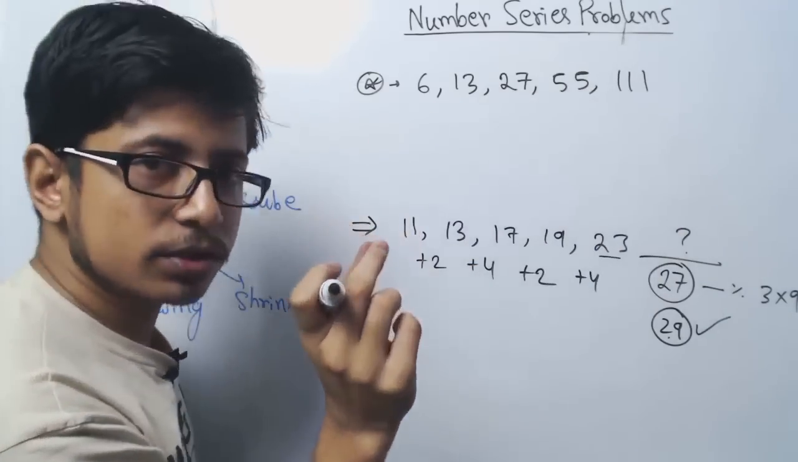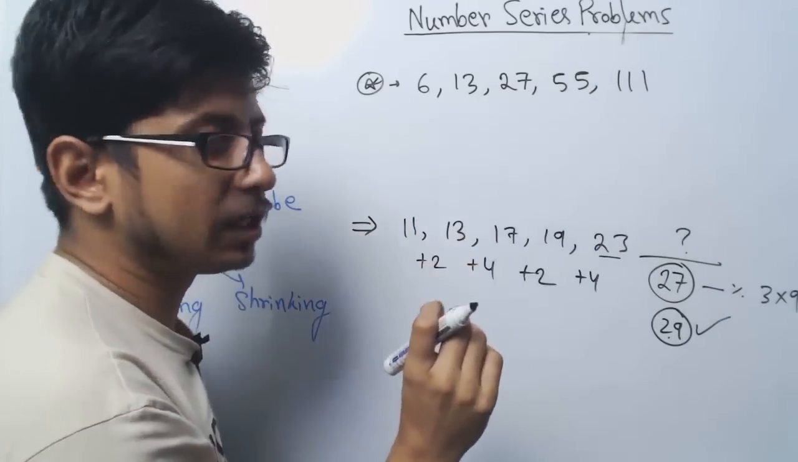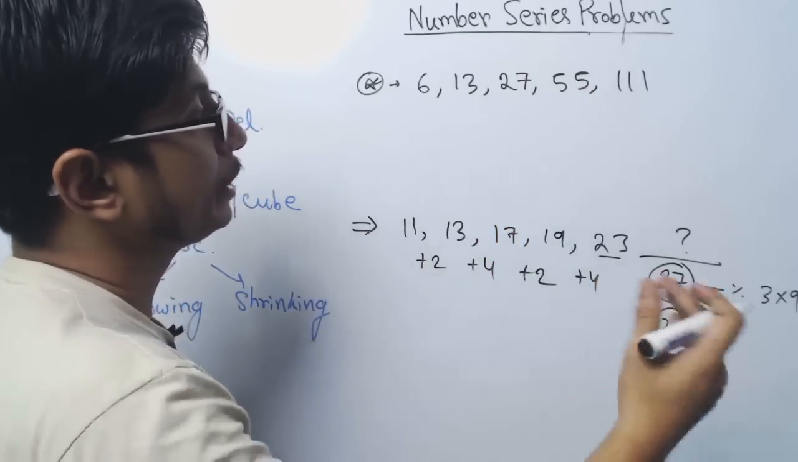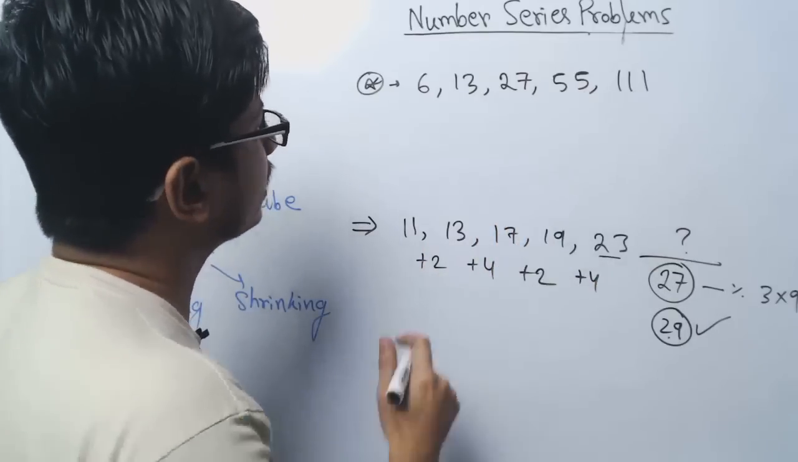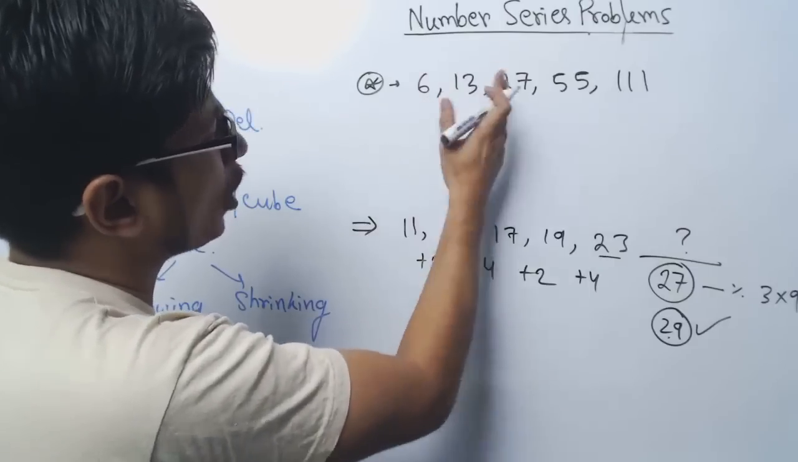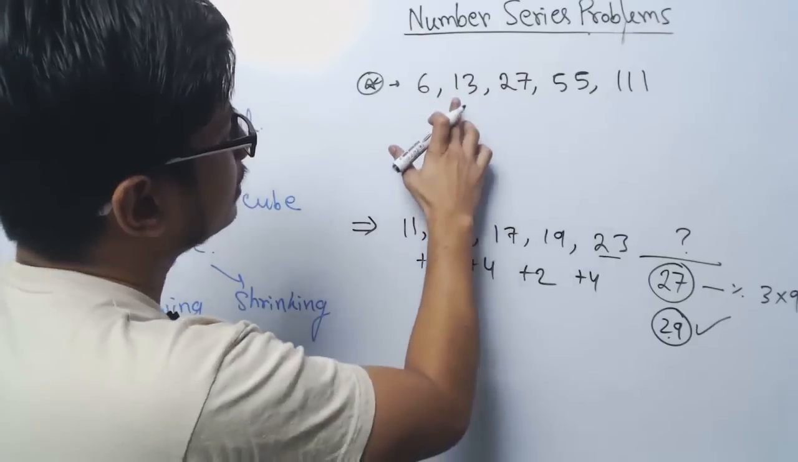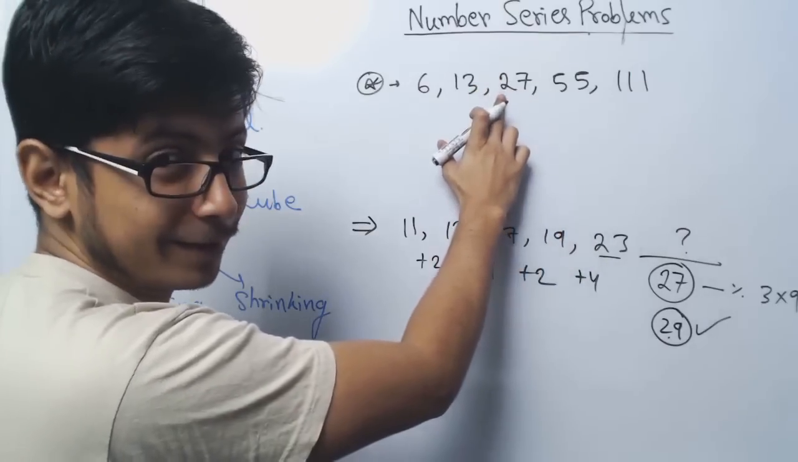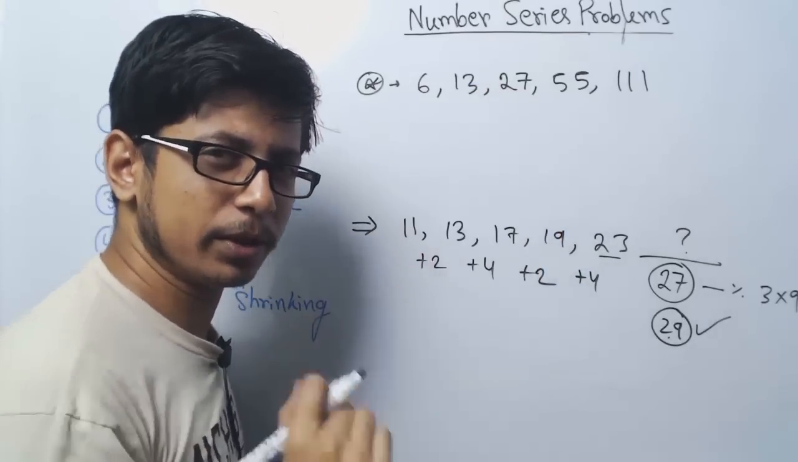6 to 13, so a small increase. 13 to 27, a little larger. 27 to 55, a little larger. 55 to 111, huge. So you can sense it. 6 to 13, it's almost double plus 1. 13 to 27, 13 into 2 is 26, plus 1. So kind of you're sensing where we are going.